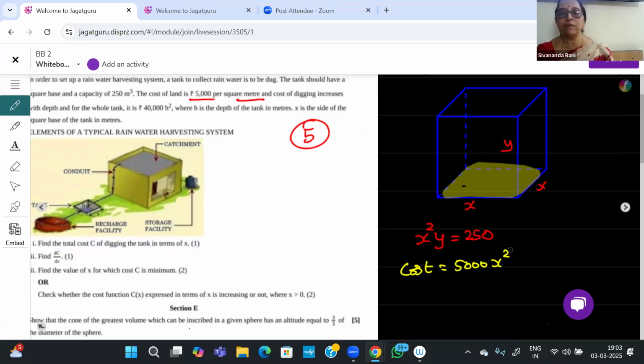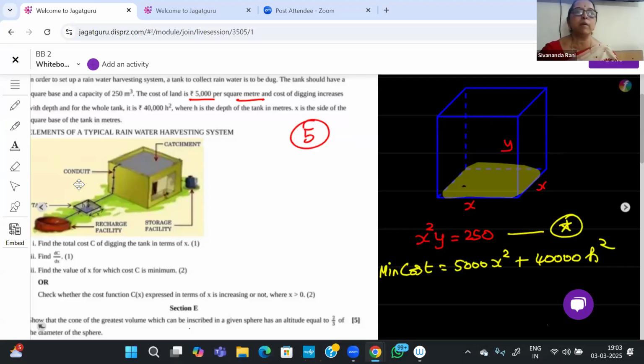Did you realize that? 5,000 x square plus, but he has given the cost of digging is also involved. That increases with depth. It's a direct proportion to your depth, and it is given as some 40,000 x. How many of you were successful in constructing the cost function? Cost is this 5,000 x square. Very good. You have very good common sense. Okay, so this is the constant condition. And this is the cost function. This is to be minimized or maximized.